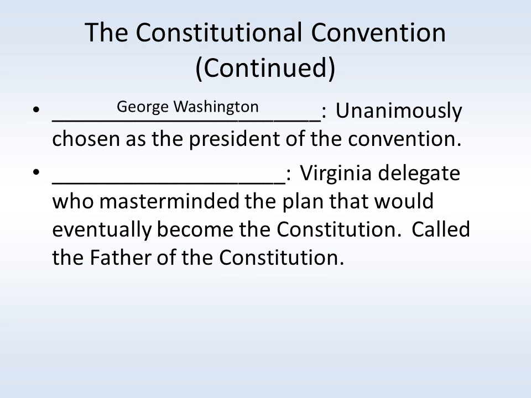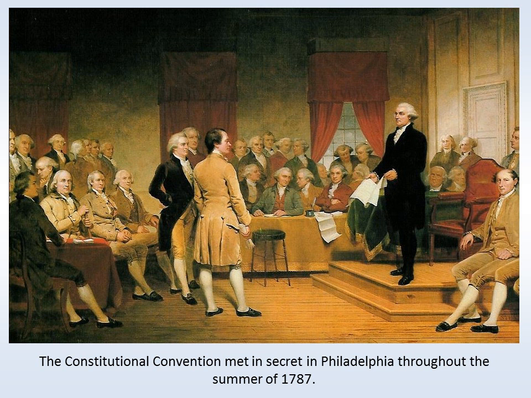George Washington was unanimously chosen by those present to preside over the convention. James Madison was the Virginia delegate who masterminded the plan that would eventually become the Constitution, and as such he is called the father of the Constitution. The Constitutional Convention met in secret in Philadelphia throughout the summer of 1787, eventually coming up with a plan of government that we still use today.